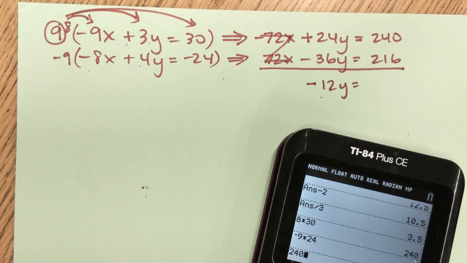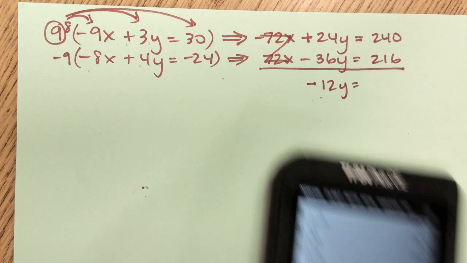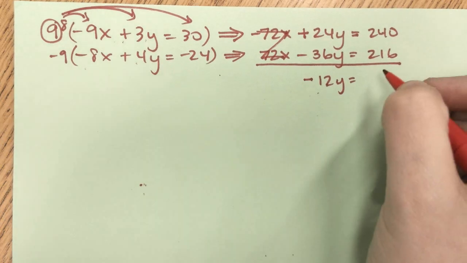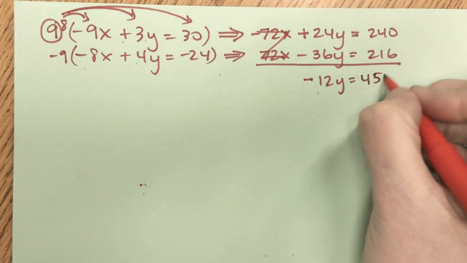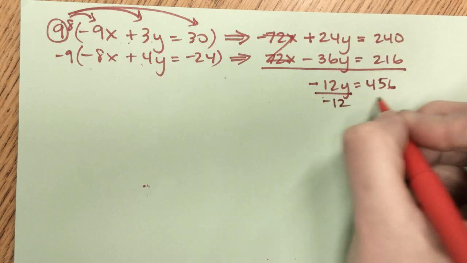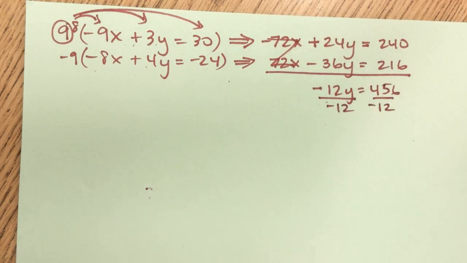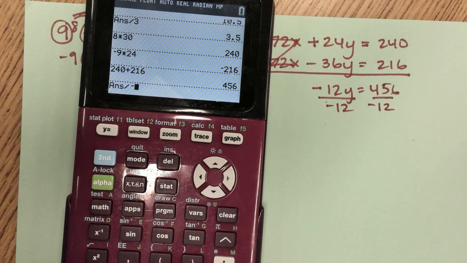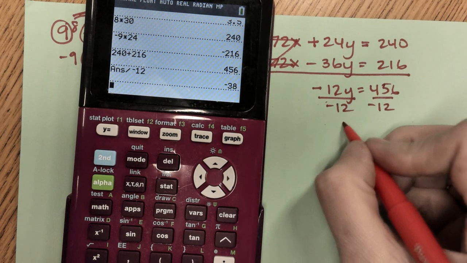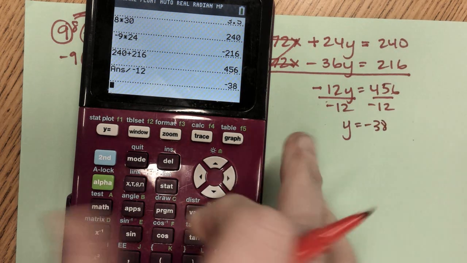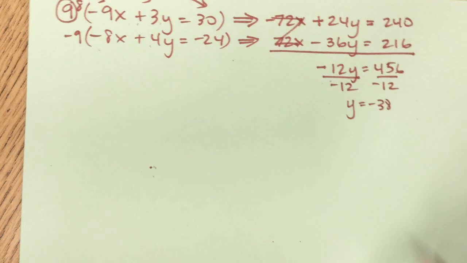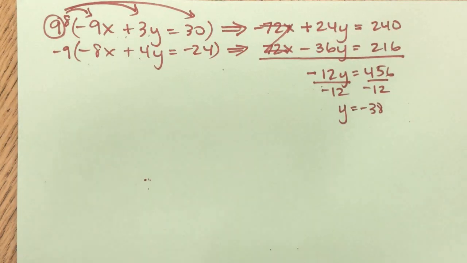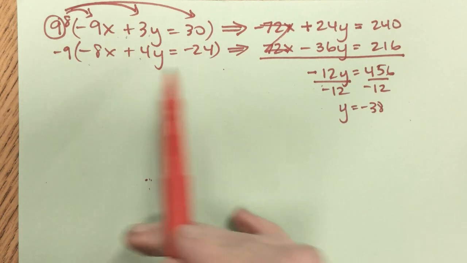240 plus 216. Look, y'all, I'm freaked out by these numbers too, but we're going to keep going. 456. When I divide both sides by negative 12, I cross my fingers. I get negative 38. It's a big number and it's negative, but it's a whole number, so there's a possibility that's right. It doesn't matter because I'm going to find out when I check.